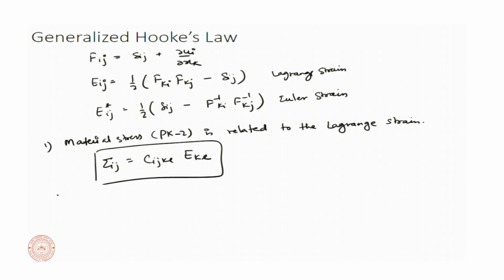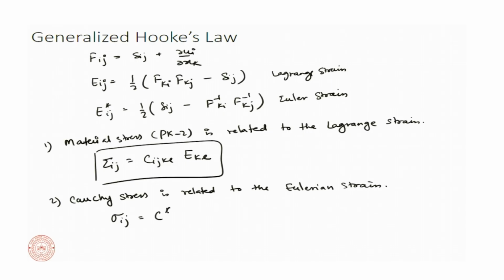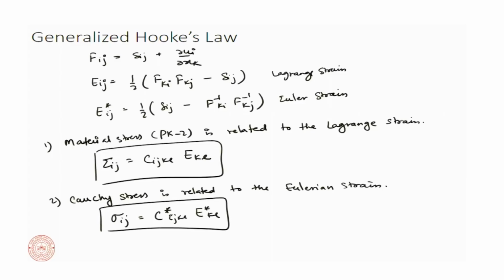The second one is our Cauchy stress. So, our Cauchy stress is related to the Eulerian strain tensor. So, sigma ij is equal to C star ijkl epsilon star kl. Again, C and C star are in two different frames of reference. They are still the material driven property, however, the frames of reference are different. So, we need to do some transformation from C to C star.